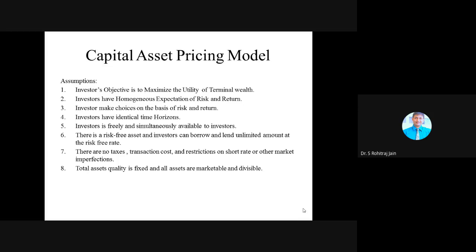Then the third assumption of the capital asset pricing model. In some of the papers they have asked students to explain the CAPM model with the assumptions. So this is again one of the important questions you can consider, okay? They have asked this question repeatedly. So this is one of the important questions to understand CAPM. Investors make choices on the basis of risk and return.